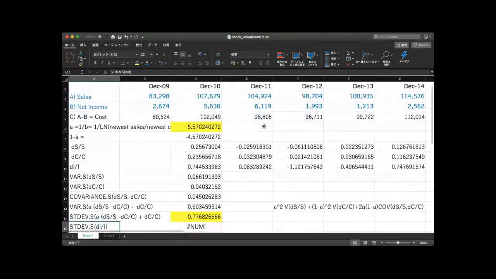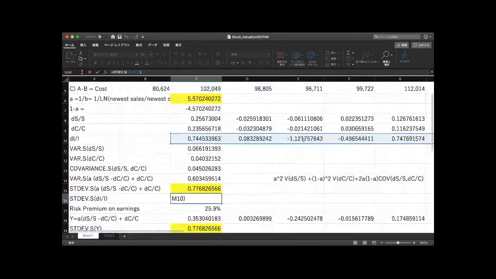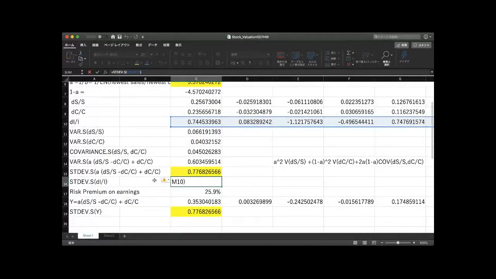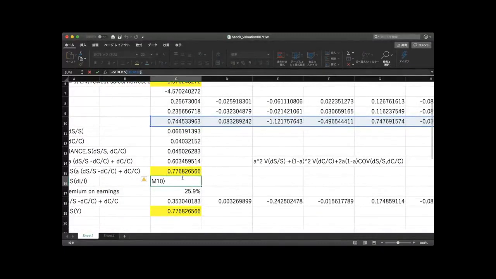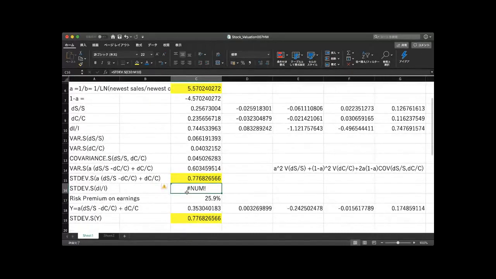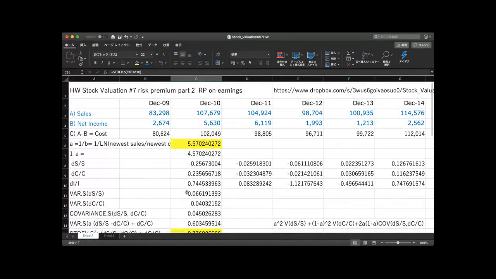Then we cannot get the standard deviation of this time sequence. Let me try to calculate STDEV.S, standard deviation on a sample basis, from this time sequence. However, STDEV.S of C10 to M10, we have nothing. So we cannot calculate the risk premium directly from the net income time series. So what happens? There is one solution I can offer you.